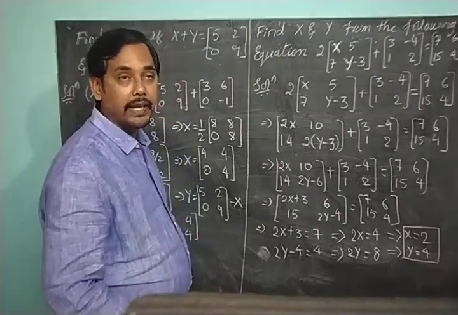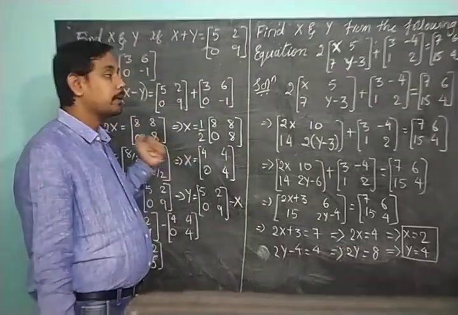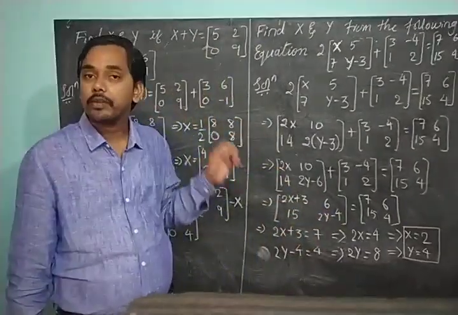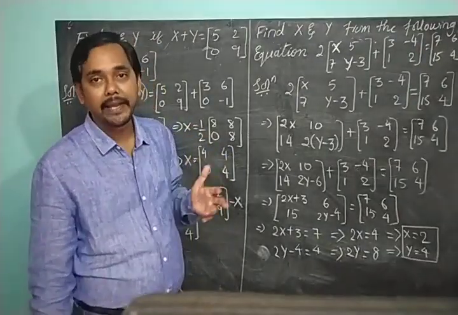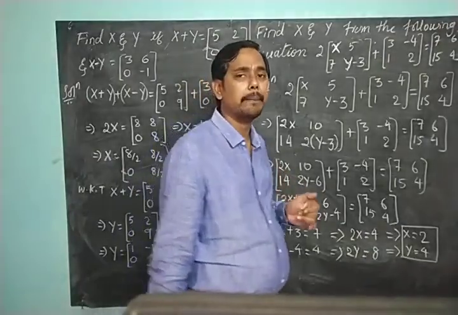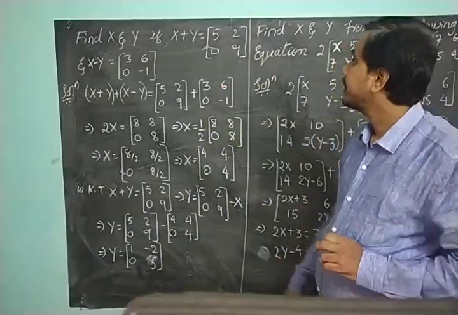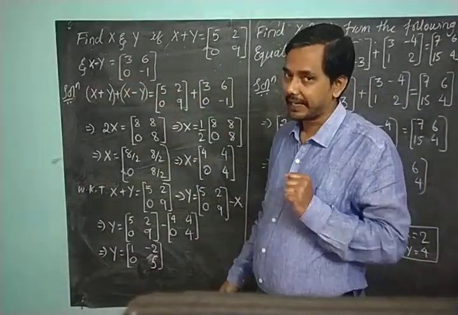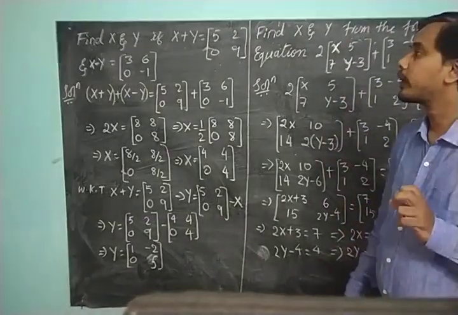So please be careful. Sometimes x and y mean the matrices, and sometimes x and y mean the values inside the matrices. It need not be only x and y, it can be a, b, c, it can be p, q, r, l, m, n, anything. So be careful. Here, in x plus y and x minus y, x and y are matrices. Here, what are x and y? They are elements. How to identify?